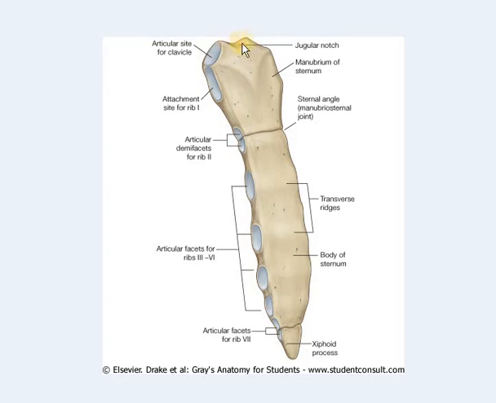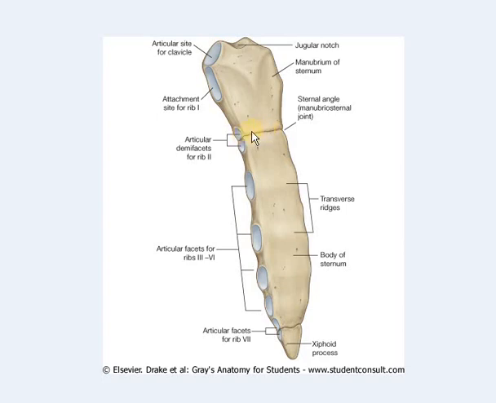The superior border is characterized by a notch which is called the jugular notch, or it is also called the suprasternal notch or the interclavicular notch. Just lateral to the jugular notch you can see this notch also. This is the articular site for the attachment of the clavicle. This is called the clavicular notch. So on both sides of the jugular notch you can find one clavicular notch where the medial end of the clavicle articulates with the manubrium of the sternum.